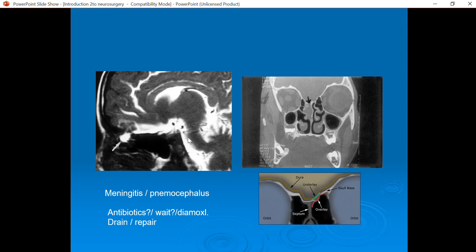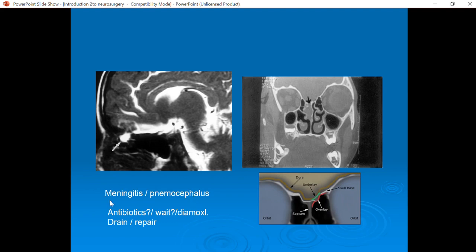How to manage this rhinorrhea? In most of the cases, we start with conservative management. First, give antibiotic, and wait for around 1 or 2 weeks with bed rest. We can give acetazolamide, which is Diamox, to decrease the secretion of the CSF.